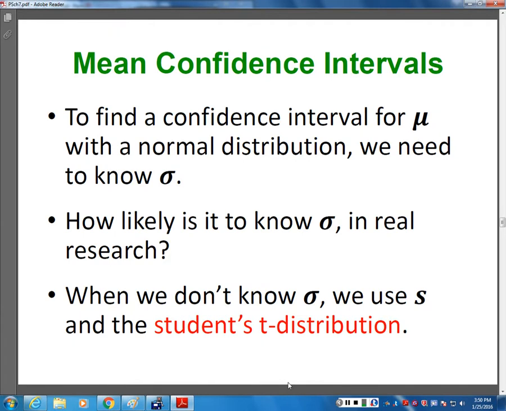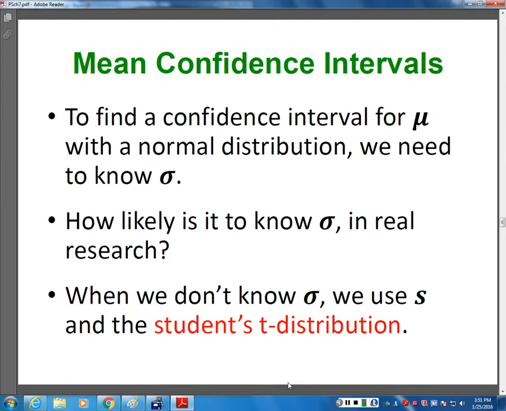Well, how likely do you think it is to actually know the population parameter, population standard deviation, in real life research? Well, it's very unlikely, as a matter of fact. If we already knew that much about the population, then maybe we wouldn't be doing research about it. After all, that would be kind of the point. So it's more likely that you don't really know sigma.